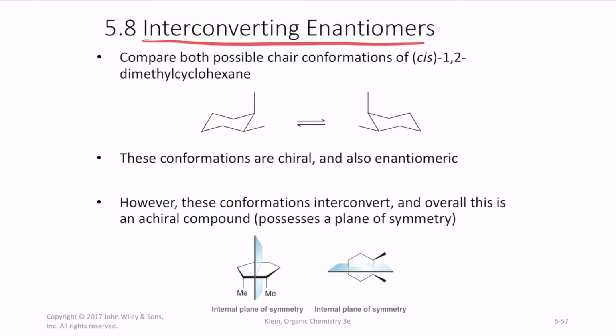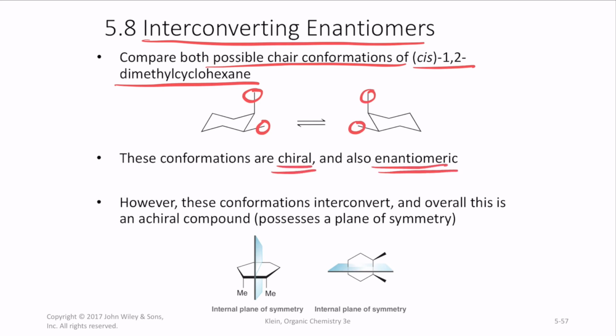For example, when you take both possible conformations for cis-1,2-dimethylcyclohexane, this is one and this is the other. These conformations are also chiral and also enantiomeric when you look at it. So when you draw a mirror image, these are also mirror images of each other. So these are what we call interconverting enantiomers.